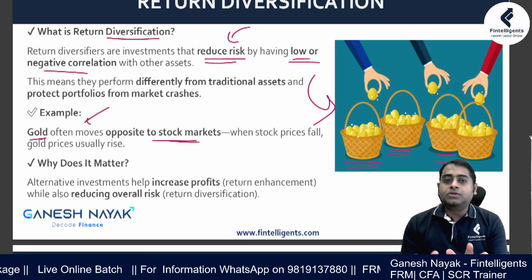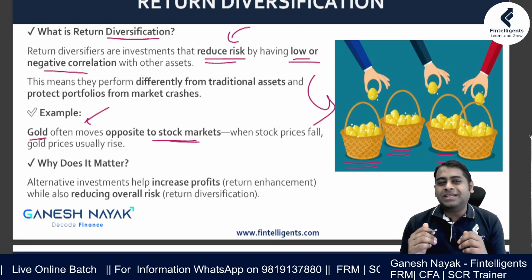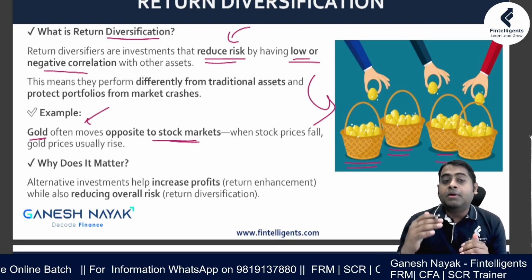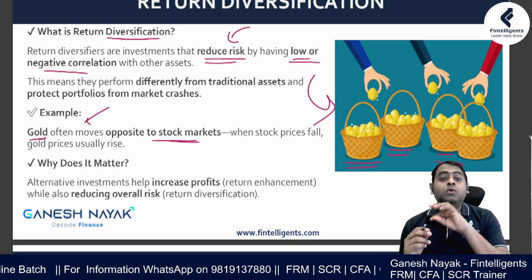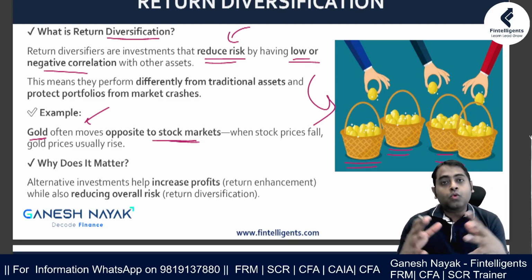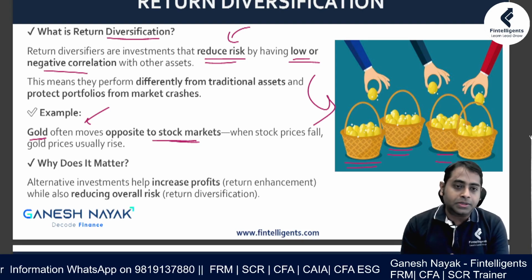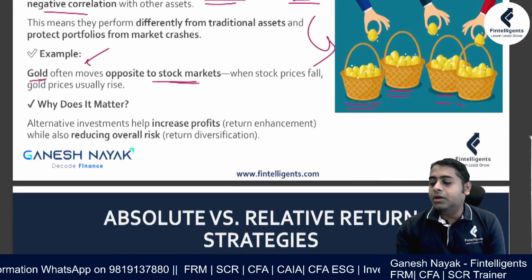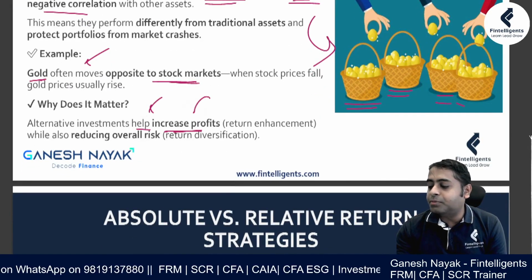Generally what happens is the stock market goes up, and the gold price generally remains stable or goes down. But when the stock market is going down, investors will go and buy gold, so gold returns will be higher. So overall my portfolio will be able to generate good returns. Okay. Alternative investment helps increase profit.